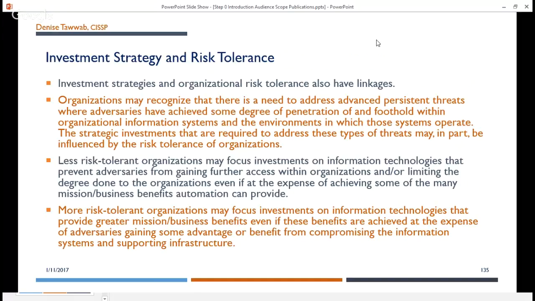The strategic investments that are required to address these types of threats may in part be influenced by the risk tolerance of the organization. Less risk tolerant organizations may focus investments on information technologies that prevent adversaries from gaining further access within the organization and limit the degree of harm done to the organization, even if at the expense of achieving some of the business benefits that automation can provide. More risk tolerant organizations may focus investments on information technologies that provide greater mission and business benefits, even if these benefits are achieved at the expense of adversaries gaining some advantage or benefit from compromising the information systems.